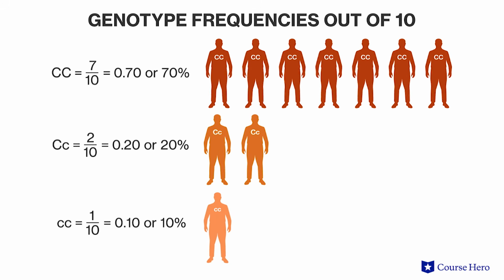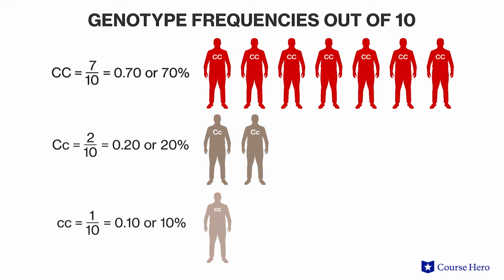The genotype frequency for big C big C would be 7 divided by the total number in this sample, 10, which works out to 0.7 or 70%. The genotype frequency for big C little c would be 2 divided by 10, so 0.2. And the frequency for the genotype little c little c would be 1 divided by 10, or 0.1. Notice how the sum of all these frequencies equals 1.